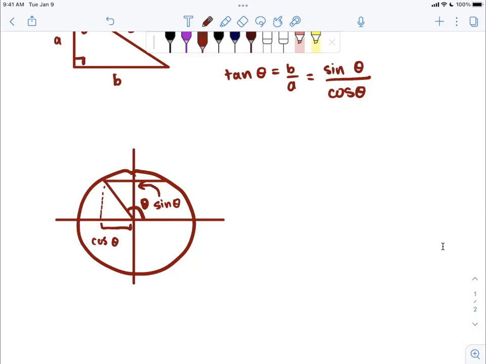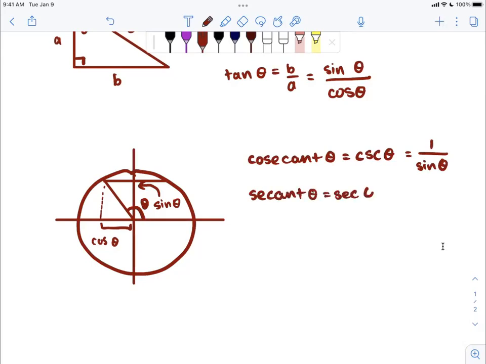You'll also know that there are a few more functions that aren't as common. The cosecant, also sometimes notated CSC, is 1 over the sine. The secant is 1 over cosine. And finally, the cotangent is 1 over the tangent.